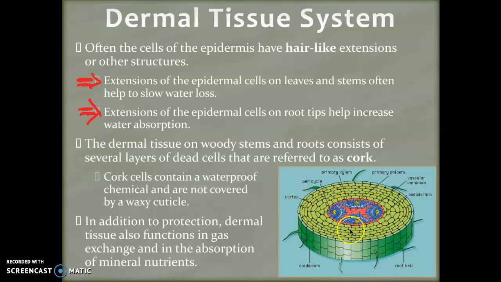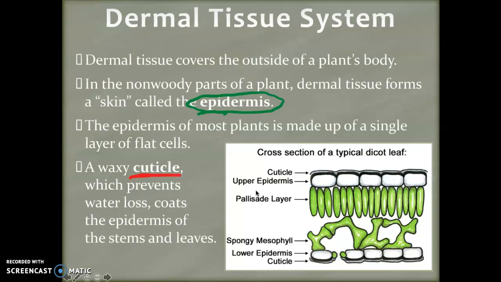This is not a good picture to use for this word, cork, but cork cells contain a waterproof chemical and are not covered by a waxy cuticle. They're mainly found in woody stems. It seems weird to call things in biology woody and non-woody, but woody stems refers to things found in trees, some shrubs, things like that, whereas non-woody is going to be flowers, fruits, things like that, which have non-woody stems and roots. But anyways, in woody stems, you have what's called cork, and then what else?